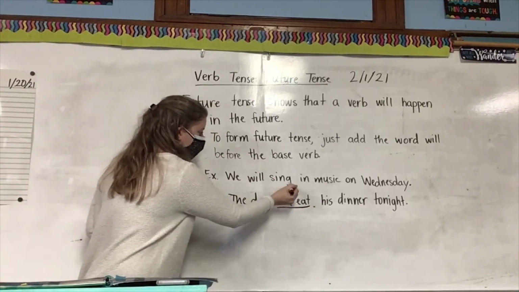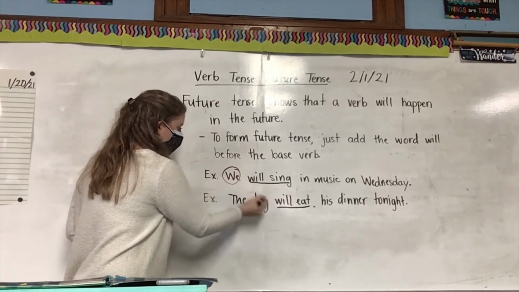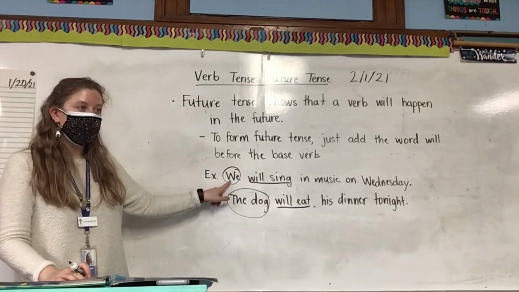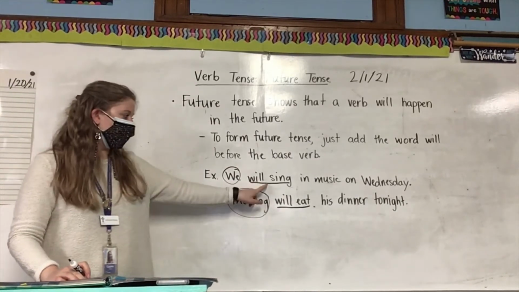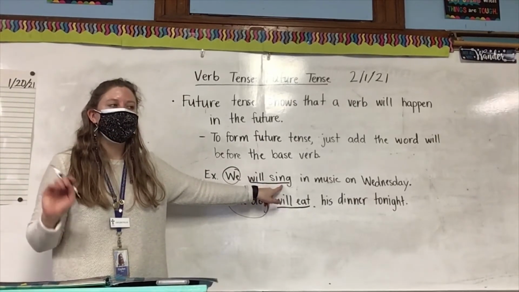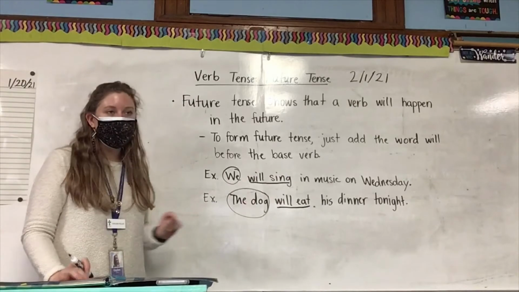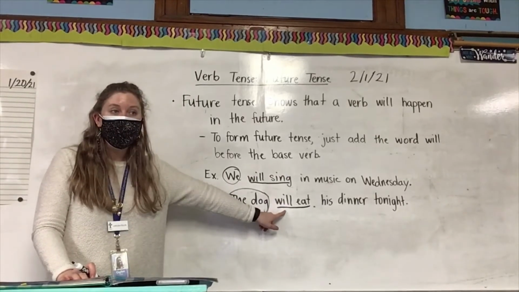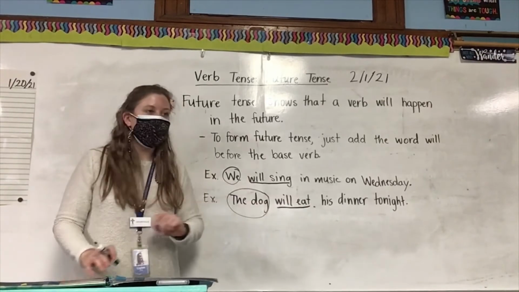Let's underline those, and let's circle the subjects. We is a plural subject, but still all we did was put will before the base verb sing. The dog is a singular subject, but still all we did was put the word will before the base verb eat.